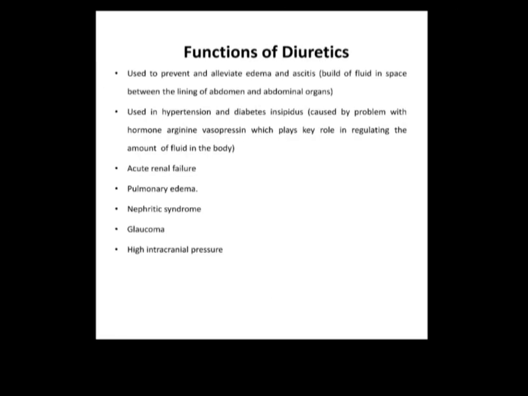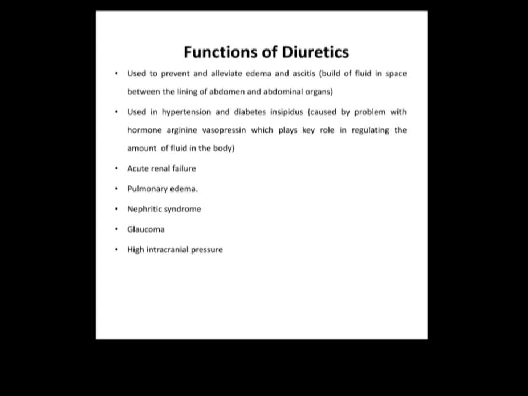Next topic is the function of diuretics. First function is to prevent edema and ascites. Ascites means a buildup of fluid in the space between the lining of the abdomen and the abdominal organs. Second, it is used for hypertension and diabetes insipidus. Third, acute renal failure. Fourth, it is used for pulmonary edema, nephrotic syndrome, and glaucoma. Glaucoma means increased IOP level. IOP means intraocular pressure.